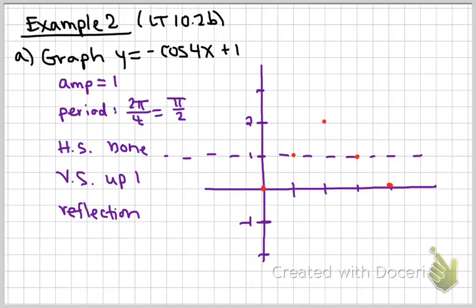So now that I've got my points and I know that I didn't shift it any left or right, I can go ahead and connect those. And it does show then a shift up 1 with a reflection over that line. So it makes that hill instead of one of those big valleys that the cosine typically makes.